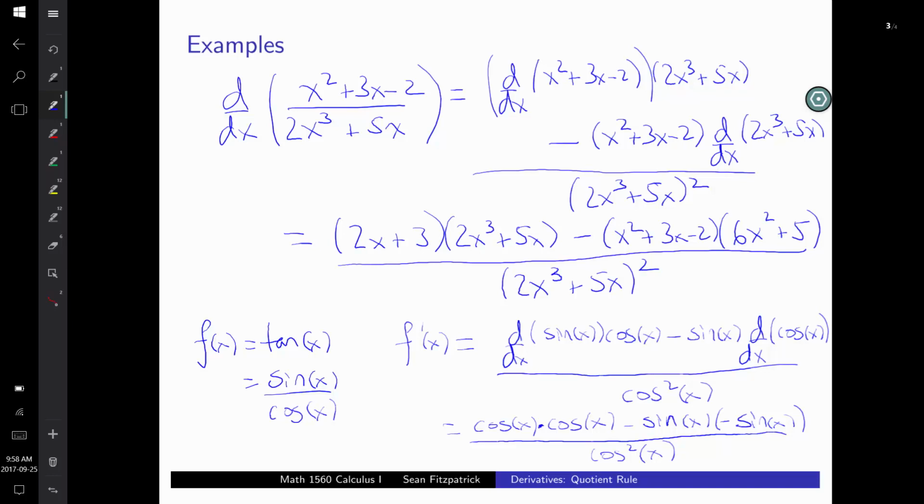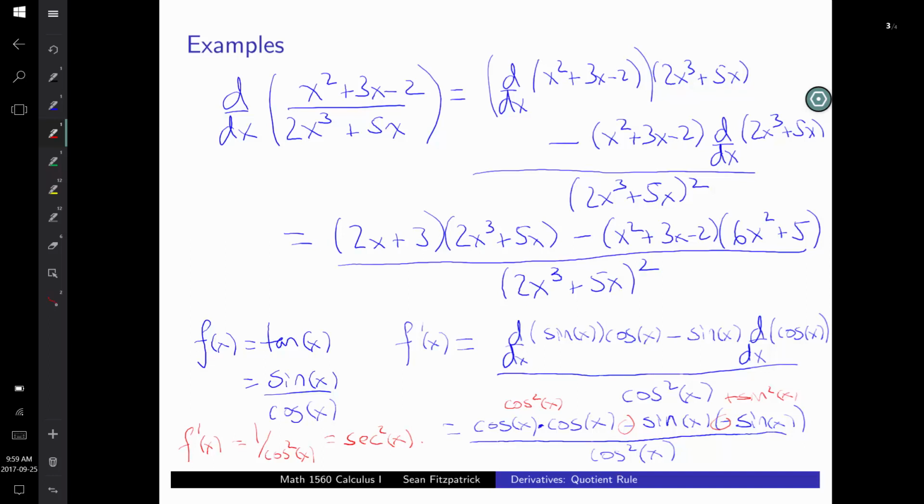But you know what? We can actually clean this up quite a bit, because what do we have here? This is cos squared x plus sine squared x. What's sine squared plus cos squared? That's 1. So we've just got 1 in the numerator, cos squared in the denominator. So f prime of x is in fact just 1 over cos squared x, which we can also write as secant squared x.